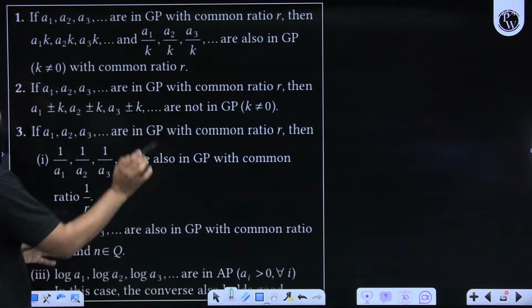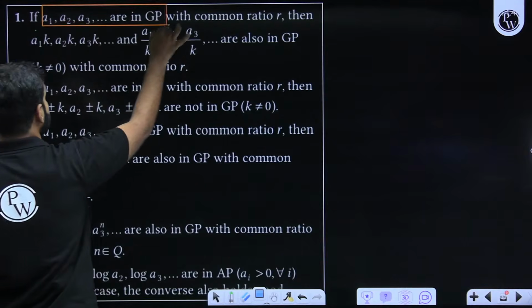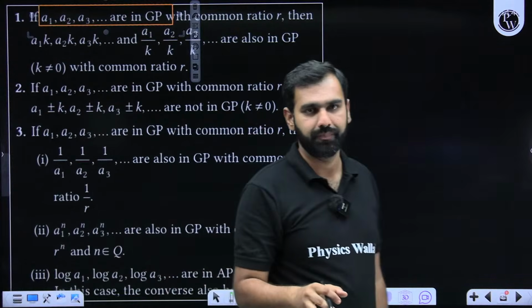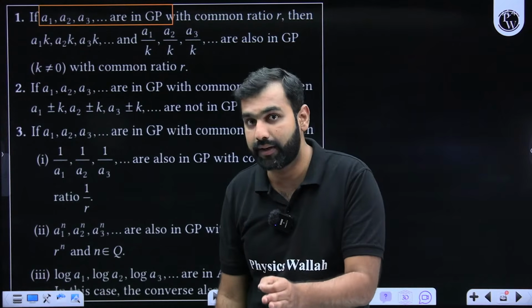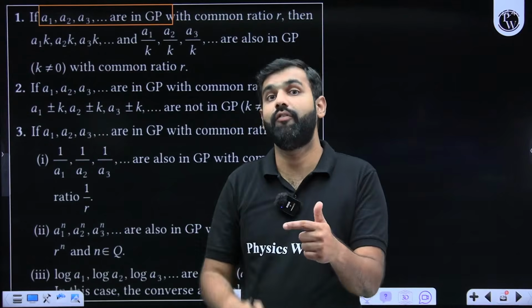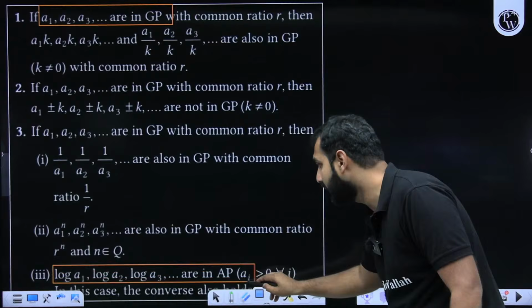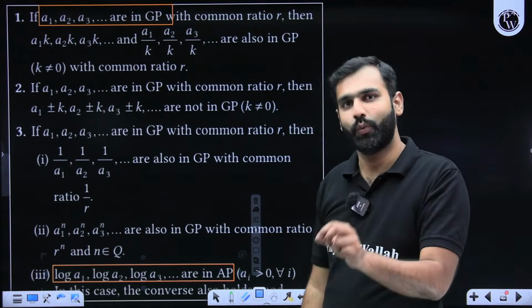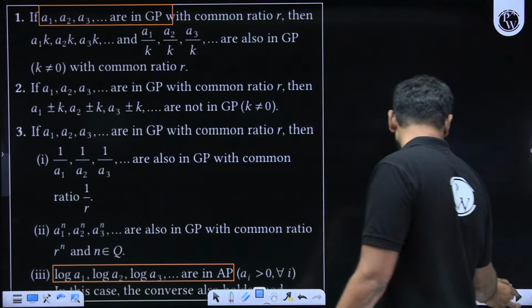Something very crucial, which is hidden here, concerns terms in AP and terms in GP. I'll begin with this. Please remember this, there are questions asked on this property. Let's say A1, A2, A3 are in GP, and if I take their logarithm, so log A1, log A2, log A3, they are in AP. The vice versa is also true, which means if there are certain terms which are in AP, then their anti-logs will be in GP. Please remember this, it is a very crucial property.